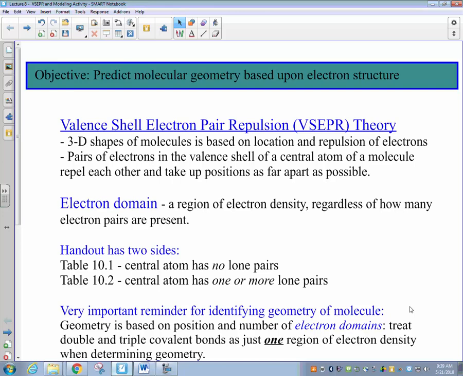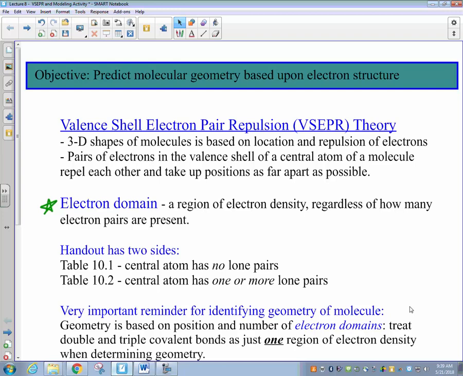As we're going through in order to determine the shape of a molecule, the first thing we want to look at is where those electrons are found around the outside of every central atom. And those regions in space where we find electrons are what we refer to as electron domains. So we're going to define an electron domain as being just one place in space where there are electrons, regardless of how many electrons are actually present.